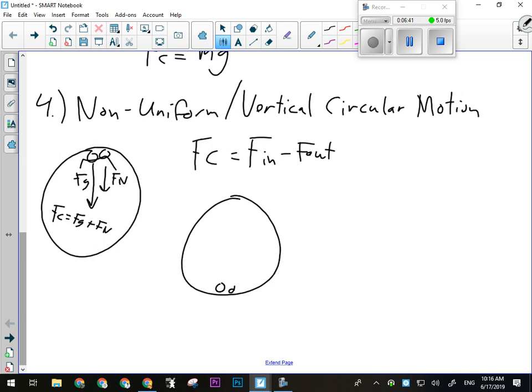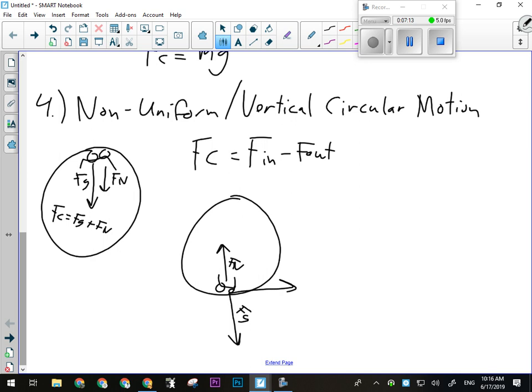Okay. Other positions we dealt with. Okay, down here, inside on the bottom. What force is that? Gravity. Okay, what force is this? Normal force. Okay, if I'm just sitting at the bottom and not moving, those 2 forces are equal. But you don't really ever do that with vertical circular motion. So as soon as I get moving, Fn will be greater than Fg.